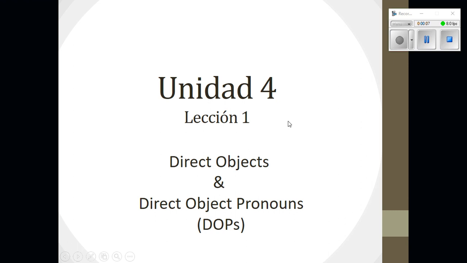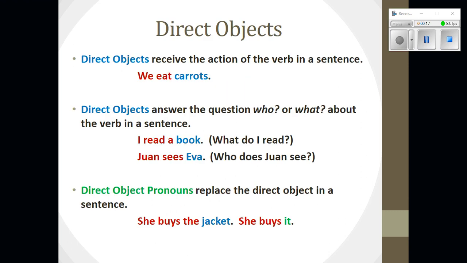Hello, estudiantes. Today we're going to talk about direct objects and direct object pronouns, or DOPs. So make sure that you have your direct objects note guide and you're filling it out together as we go through the PowerPoint together. All right, let's talk about what direct objects are and how to identify them.